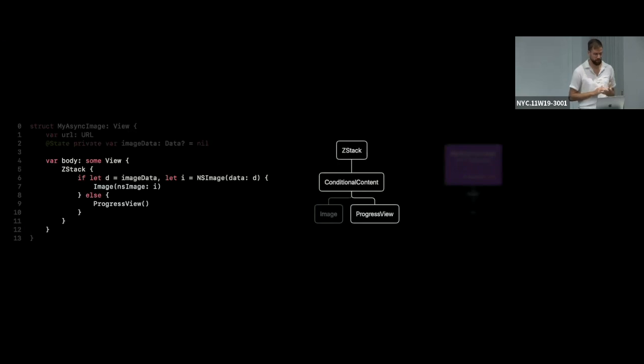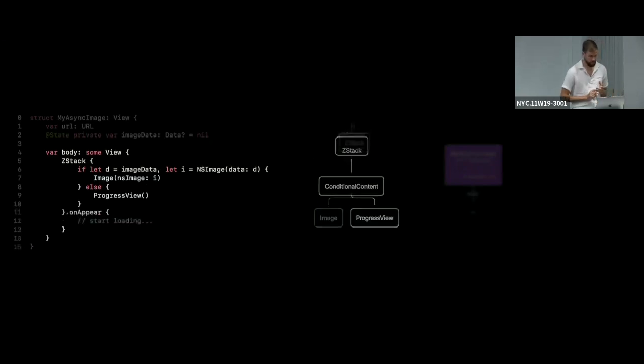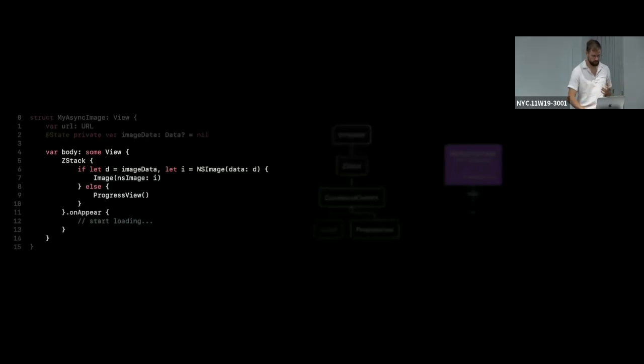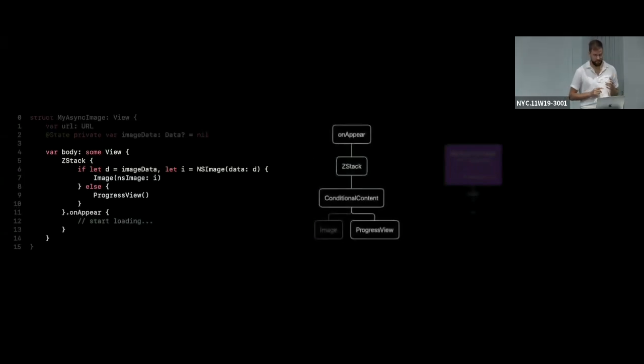How does this modify the tree? That's Z stack, and now we can add our onAppear. So do it on top of the Z stack. And what's again very interesting is that this onAppear is now the new root node of our view tree, which is maybe a little bit unexpected, but if you think of it, it kind of makes sense, right? Like the onAppear happens basically outside of the Z stack.